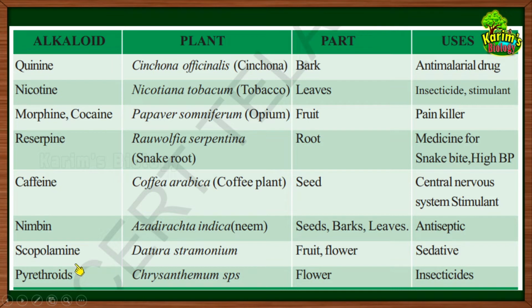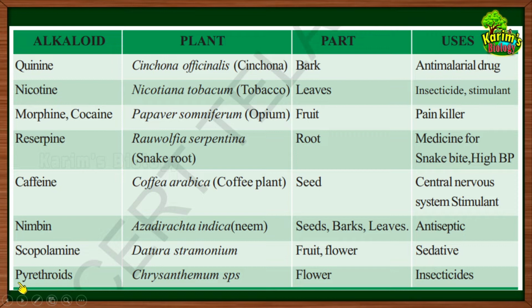Next one is scopolamine. Scopolamine is obtained from a plant called Datura stramonium. It is called ummetta in Telugu. And where is the scopolamine present? It is stored in the fruit and flower of the Datura stramonium plant. And it is used as a sedative. And do you know what a sedative is? A sedative is a compound which induces a sleeping effect.